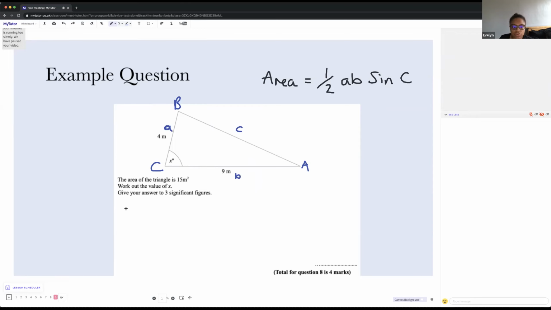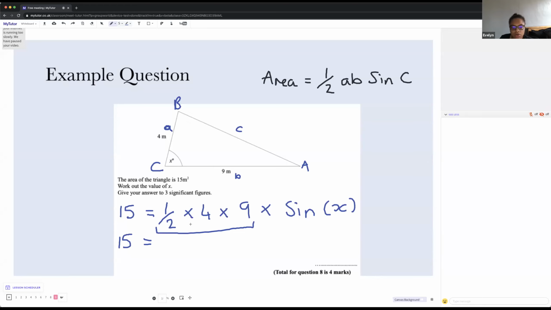Now the area of the triangle they've already given us is 15. Then we've got half multiplied by our length a, which is 4, multiplied by our length b, which is 9, multiplied by sine x. We want to find out what x is, so we're going to need to rearrange the equation and solve for x. The first thing, which will probably be the easiest, is to simplify this part first. So a half times 4 times 9 is 18.